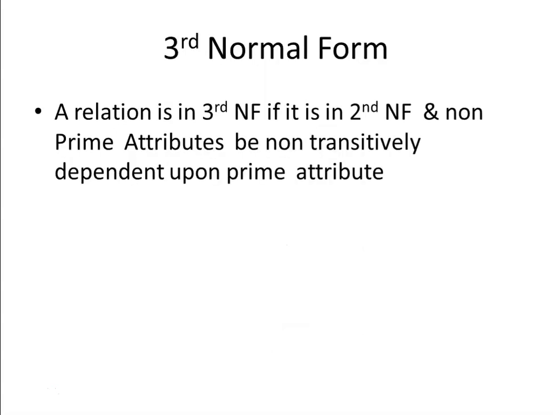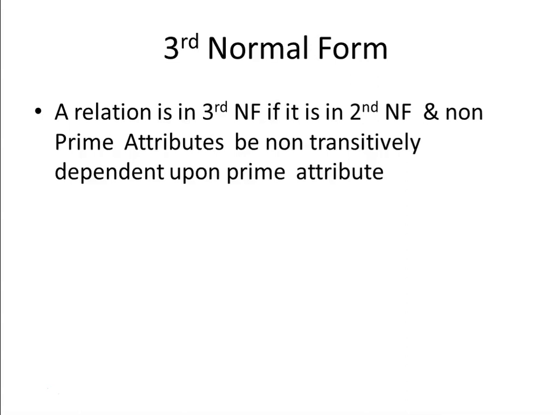We move to the third topic, that is third normal form. Now what is this third normal form? A relation is supposed to be in third normal form if it is in second normal form. So the first requirement is your table must be in second normal form, that means your table must be free from partial dependency. And the next part of the definition says that non-prime attributes must be non-transitively dependent upon the prime attribute.